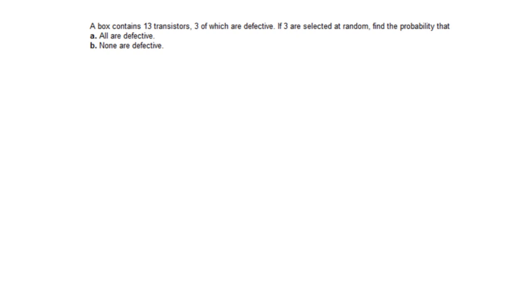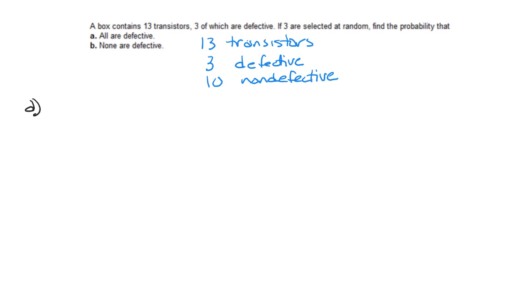A box contains 13 transistors, three of which are defective. If three are selected at random, find the probability that all are defective. All right, so let me write some information once again. So I have 13 transistors. Three are defective. And so that leaves me 10 that are not defective, or non-defective. Total of 13 transistors. All right, now we're looking for the probability that all are defective.